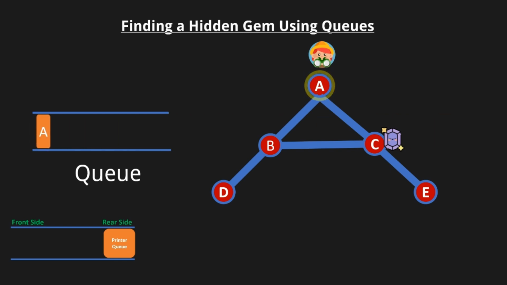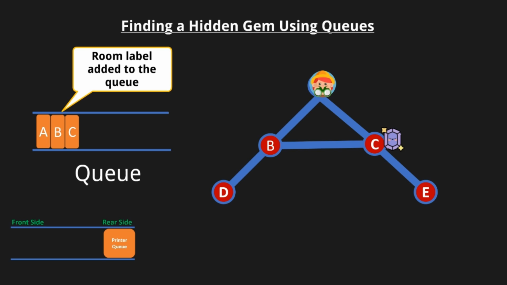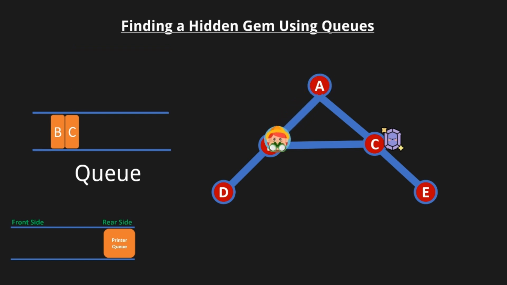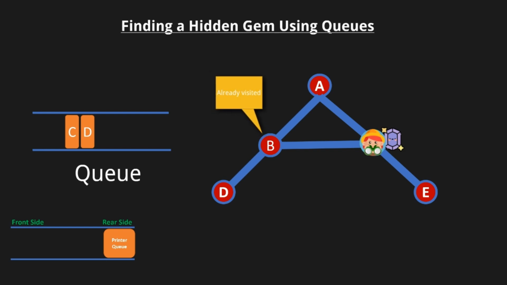As our explorer starts the search from the entrance, he marks his starting point and checks all the immediate paths leading from it. To keep track of the rooms to explore next, he adds each room's label to the queue. This way he ensures no path is overlooked. The explorer checks each room thoroughly before moving on to the next. By using a queue, he keeps track of the order in which rooms need to be explored. This way he explores all possible paths from each room before venturing deeper into the maze.